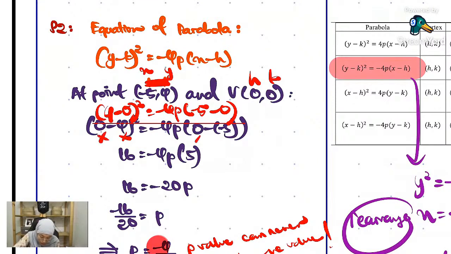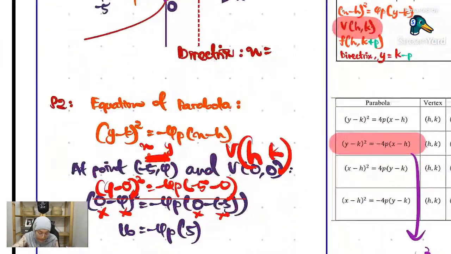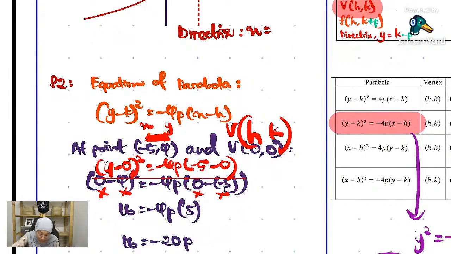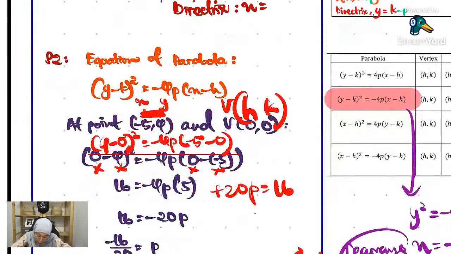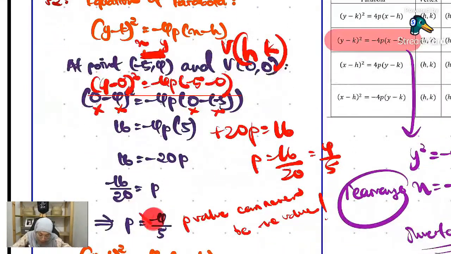This is wrong, this is wrong. Sebab my h and k should be in the vertex. Ini lagi satu kita perlu tahu tentang formula kita lah. So in the formula it said here, my v should be h and the k, while the point should be x and y value, isn't it? The point here should be x and y value. Saya terbalik lah. And so dekat sini barulah saya dapat positive 20p bersamaan dengan 16. Therefore, my p is 16 over 20, which is 4 over 5. And so dia takkan jadi negative value.